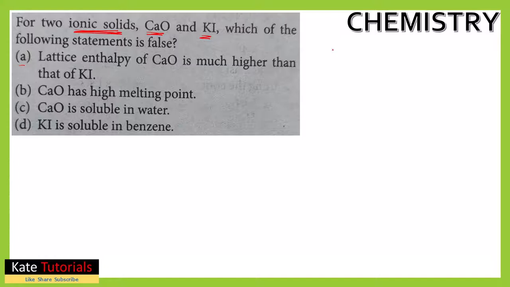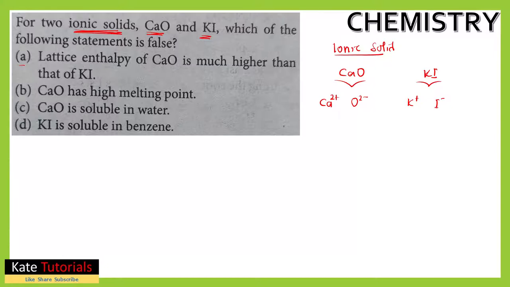First of all, the given compounds are ionic in nature. So these are ionic solids. Here I have calcium oxide and here I have potassium iodide. If I write calcium oxide in terms of ions, it will be Ca2+ and O2-. And potassium iodide is K+ and I-. So this is the ionic structure of these compounds.